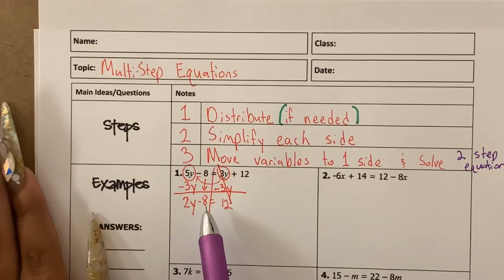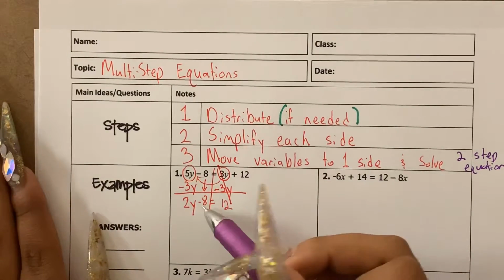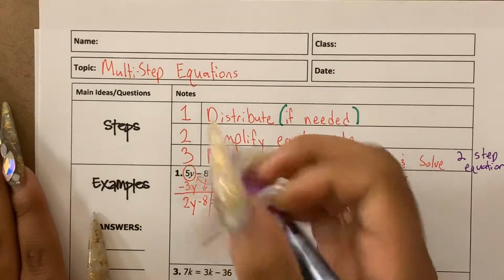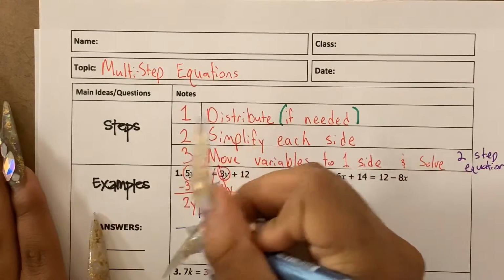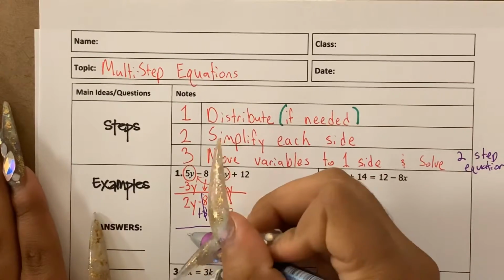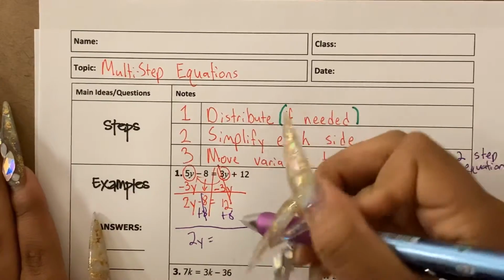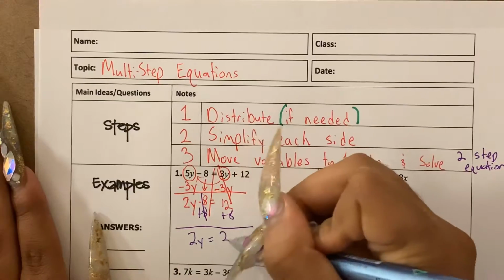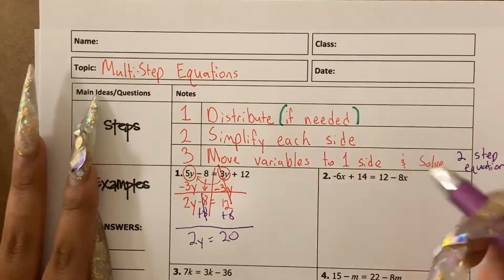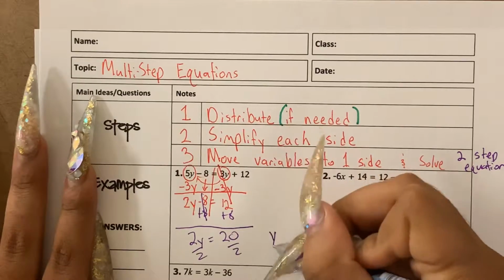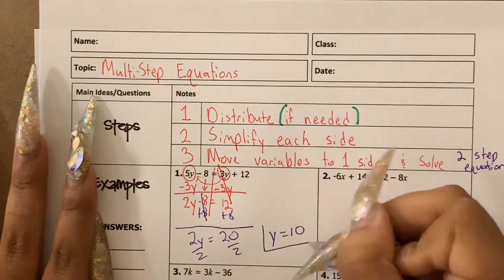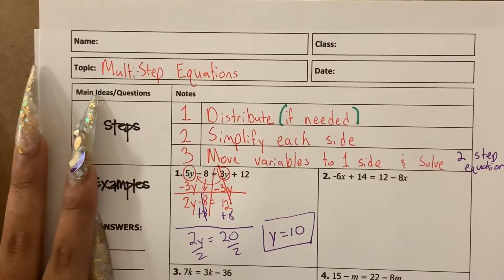I got to move that constant. Get rid of the term with no variable first. If I have a minus 8, do the opposite. Plus 8. Okay, bring down the 2y. 12 plus 8 is 20. Then divide. Y equals 10.